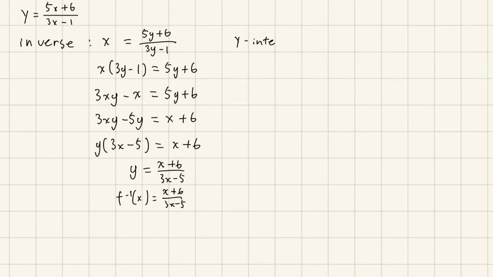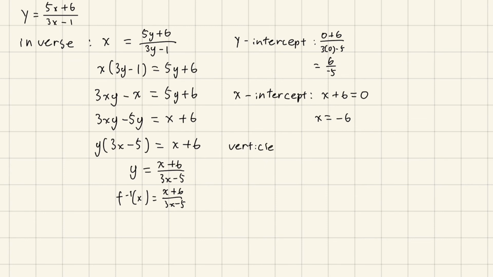Once we have our inverse function, the y-intercept can be found by substituting x with 0 and find negative 6 over 5. The x-intercept can be identified by finding when the numerator equals 0, in this case negative 6. However, we have another step we need to consider when working with a function as a fraction, asymptotes.